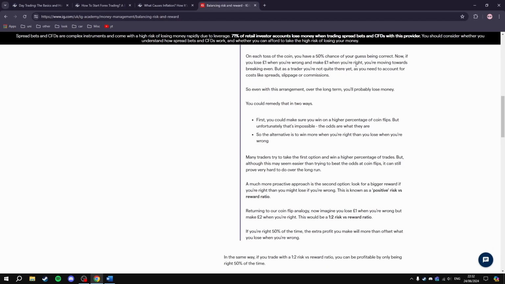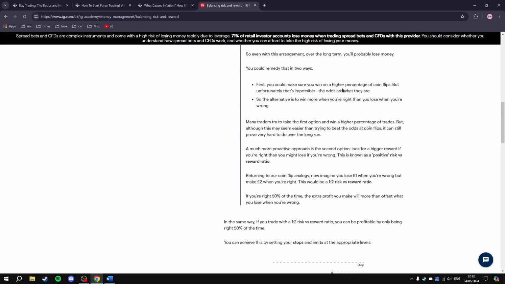So to remedy this, you could do it in 2 ways. First, make sure you're winning on a high percentage of coin flips, so you're winning more often, but unfortunately that's impossible. The odds are what they are, so you can only get heads or tails, you can't really manipulate them. The alternative is to win more when you're right than you lose when you're wrong. Many traders try to take the first option and win a high percentage of trades, but although this may seem easier than trying to beat the odds at coin flips, it can still prove very hard to do over the long term. So a much better approach is the second option. Look for a bigger reward if you're right than you might lose if you're wrong. This is known as a positive risk-reward ratio.